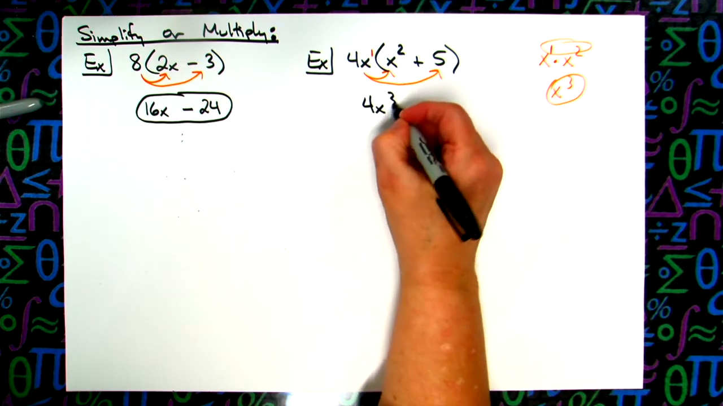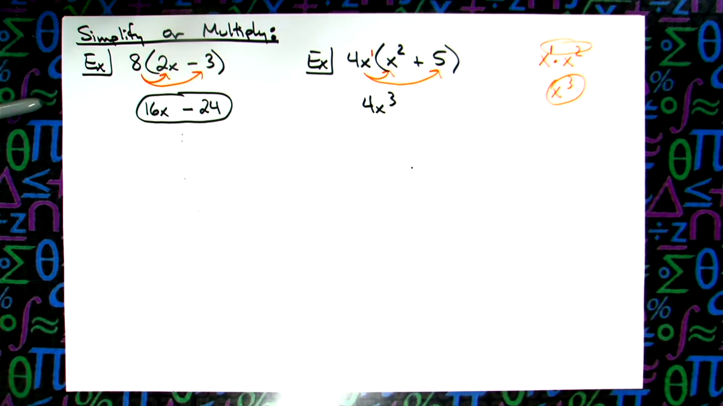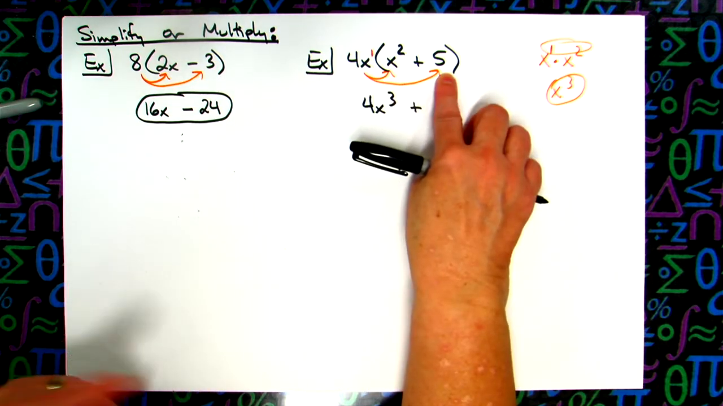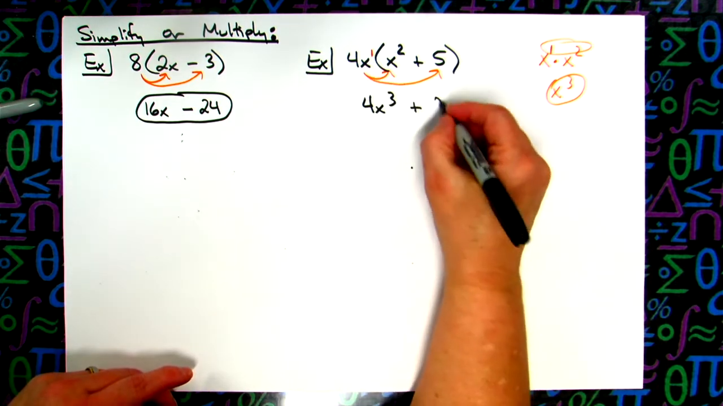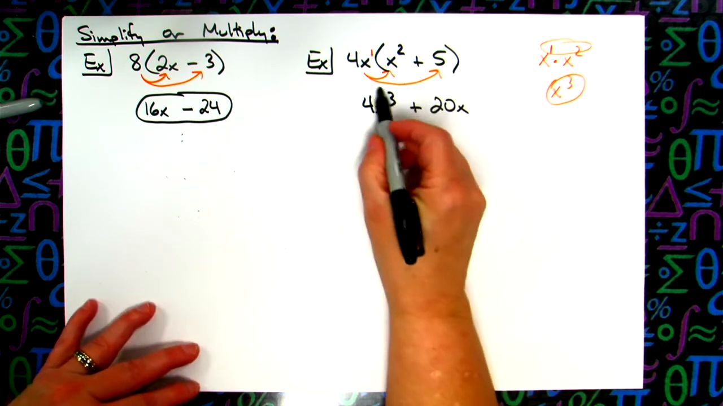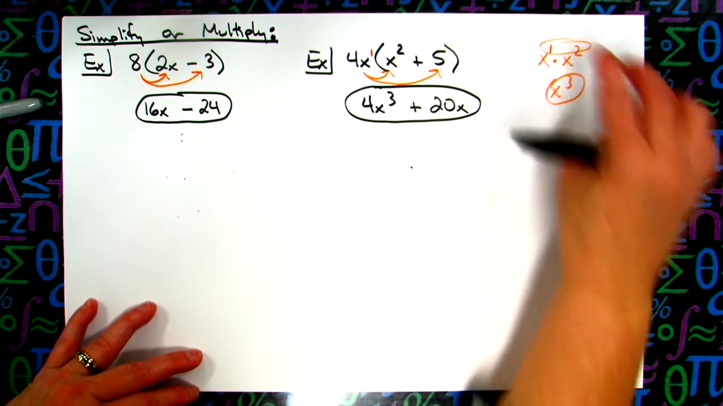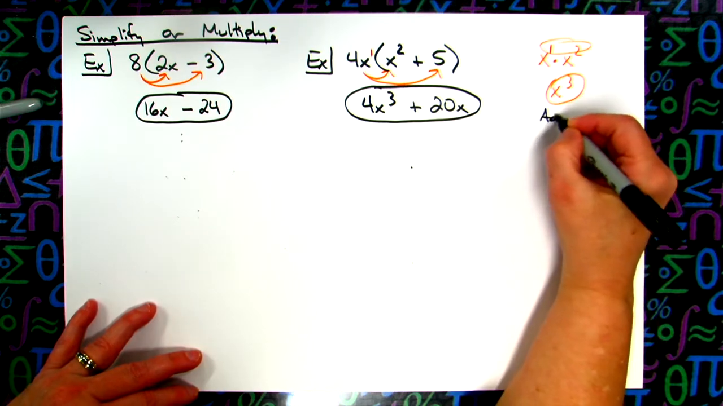So that's how we use the skills from the previous chapter in this. That plus sign is going to come straight down. 4 times 5 is just a 20 with the x, so 20x. So you are going to have to remember when multiplying like bases, add the exponents. Add exponents.